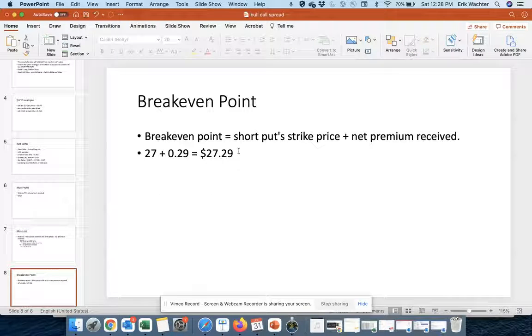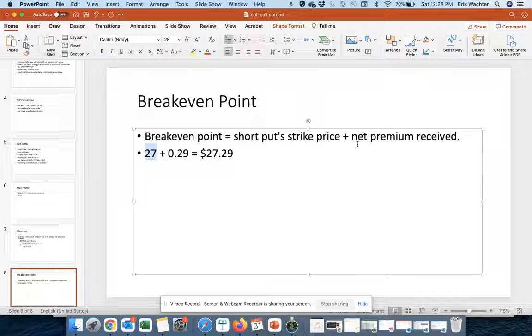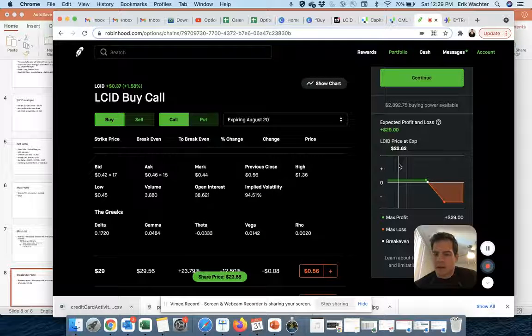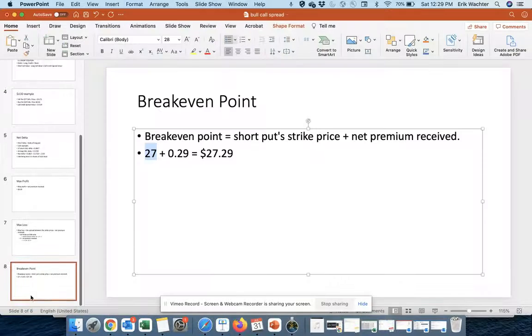Break-even point. So this is the point at which you start to lose money. So the break-even point is the short call strike price, which in this case is 27, plus the net premium received. Okay, we received 29 cents. So let's look at that. It should be 27.29 should be the break-even price. What do you know? If you look at the profit loss, check it out. It should be 0 when we approach 27.29. There you go, 27.29. And that's the break-even point.